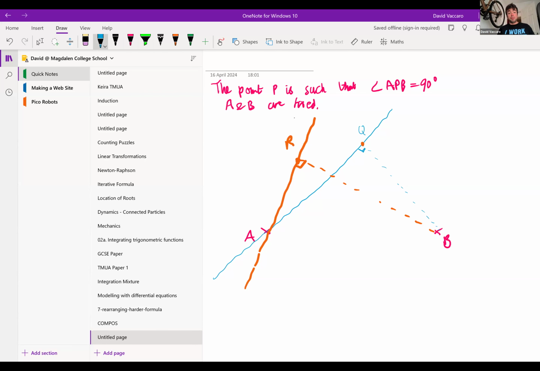So there must be some set of points P that satisfy this condition, and a large number of points P that don't satisfy this condition. The name for a curve or a set of points that is specified by a geometric property is called a locus. Okay, not a locust, that's a type of insect, but a locus.